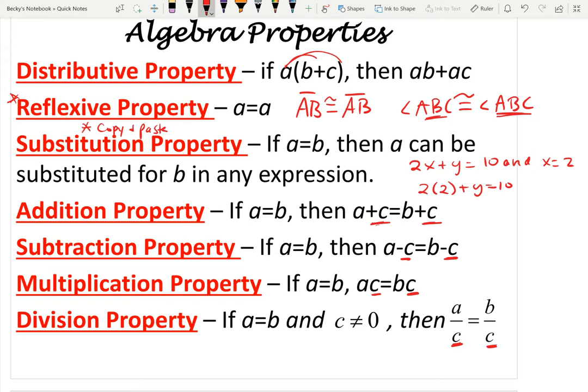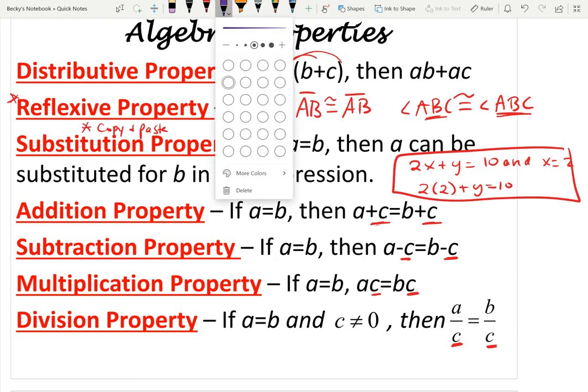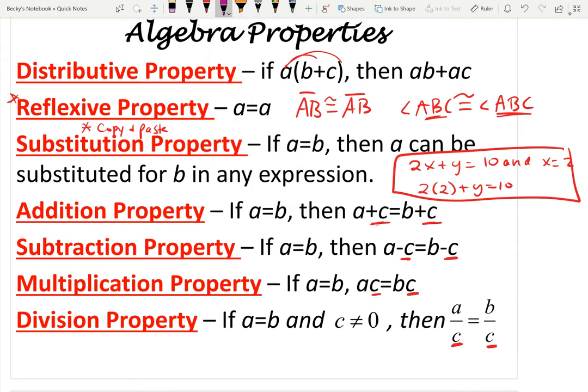Now, what's going to happen though is they're going to give you some algebra problems, kind of like the one that's up here. And you're going to have to justify every step. So if I had to justify this, let's change colors. Like from step 1 to step 2, what did I do? I did the substitution property.